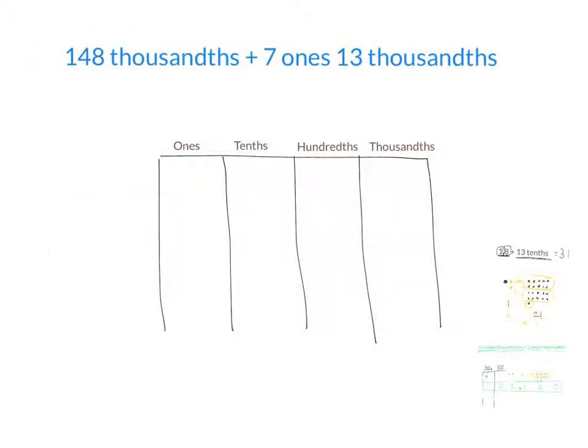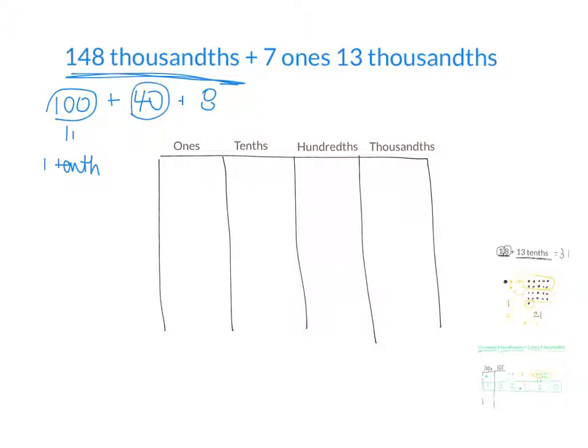Rather than drawing 148 little dots in the thousands column, would that be a good use of our time? No. We can regroup. Supan, you said we can regroup this in our head. Tell me more. Can we see that 148 is the same as 100 thousandths plus 40 thousandths plus 8 thousandths, do you guys agree? Yeah. And we know that 100 thousandths is the same as 1 what? 10th. 10th, good. And we know that 40 thousandths is the same as what? 4 hundredths, good. Okay, so if we know that, can we draw 1 in the tenths, 4 in the hundredths, and 8 in the thousandths?